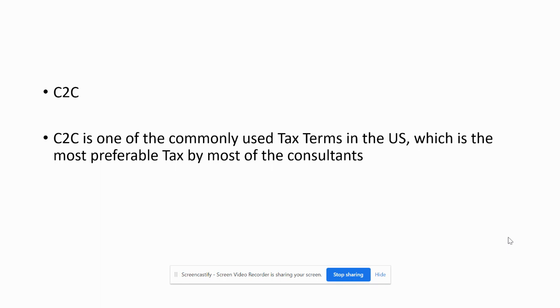Like in W2 we were paying the tax, here also we are paying the tax, but the firm which has a corp to corp relation with us, we have given them his resume on a corp to corp basis rate, and then they are submitting to the client.